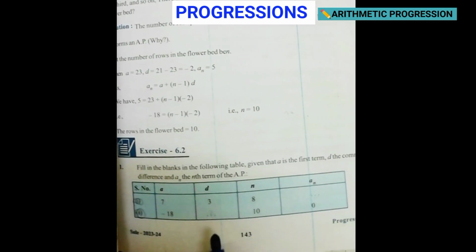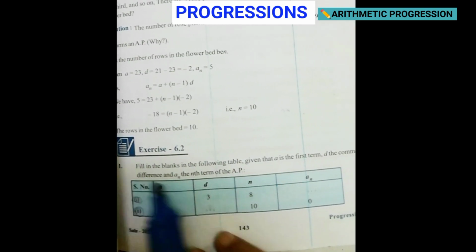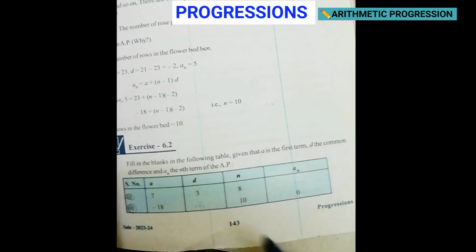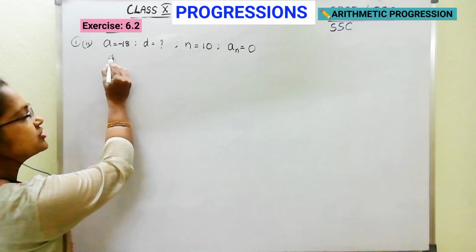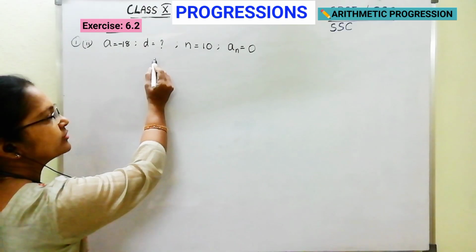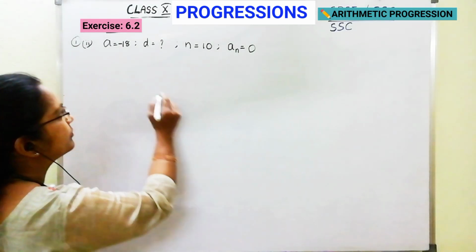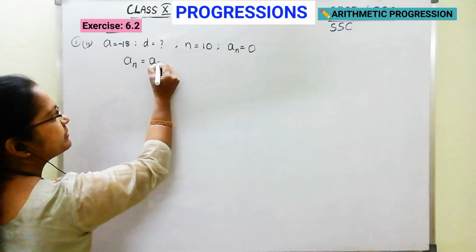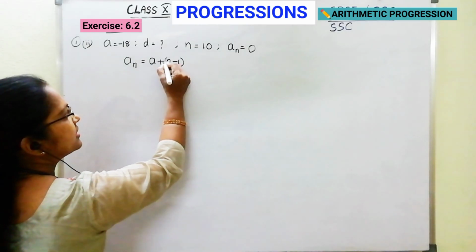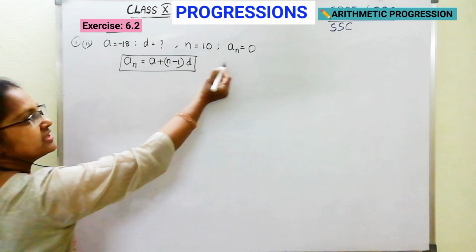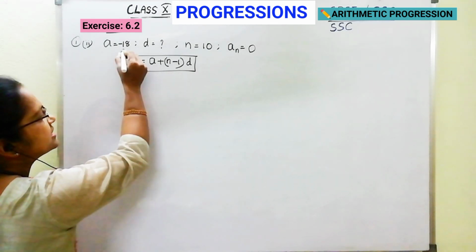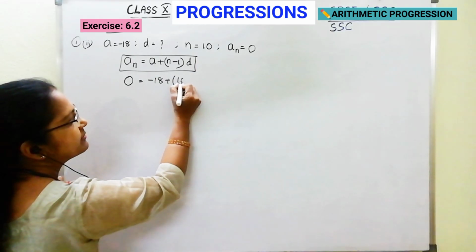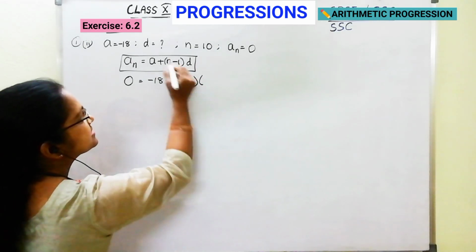Let us start with exercise 6.2. In the first question we have some bits. So let us start with the second bit to understand the concept and proceed with the remaining questions. In this question A is 18, D is to be calculated, n is 10 and An is 0. The most important formula here we are going to use is An is equal to A plus n minus 1 into D. In this one, what is An? An is 0. A is minus 18 plus n is 10, so 10 minus 1, and D is to be calculated.